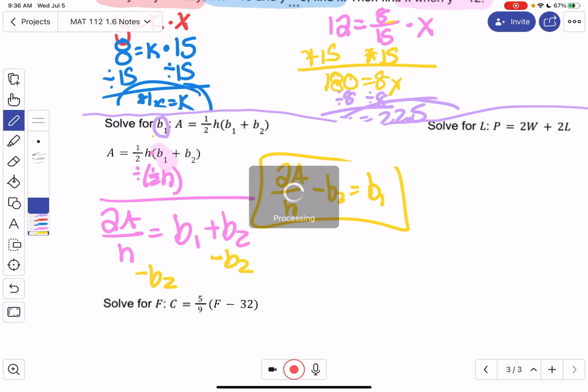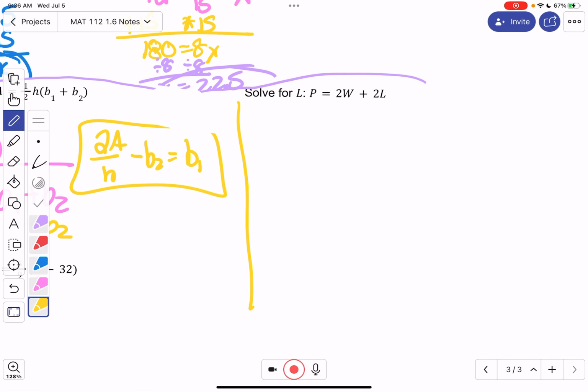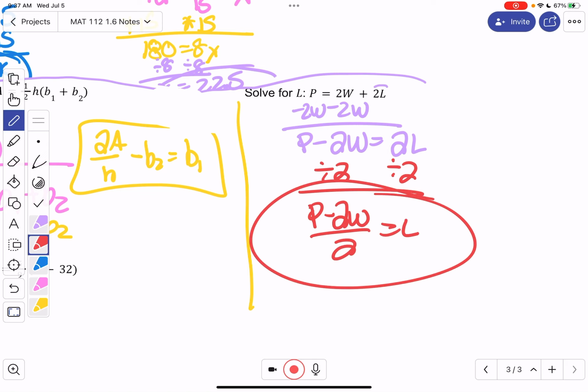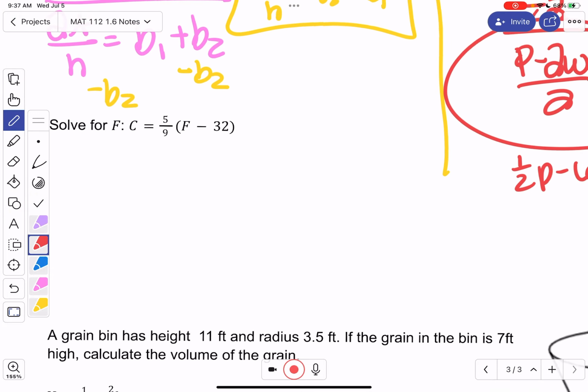All right. So now let's do another one. Solve for L. So the first thing we need to do here is get the L term alone. So I'm going to move the 2w. P minus 2w equals 2L. Then divide everything by 2. So P minus 2w over 2 equals L. That's enough for your answer. You could divide everything and say 1/2 P minus w equals L. It's the same thing. They're both correct. That's up to you.